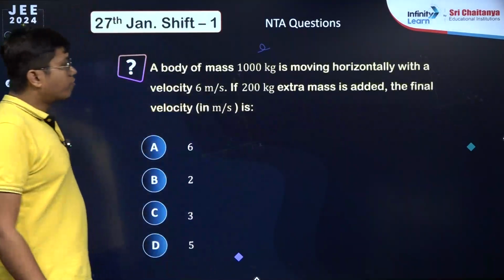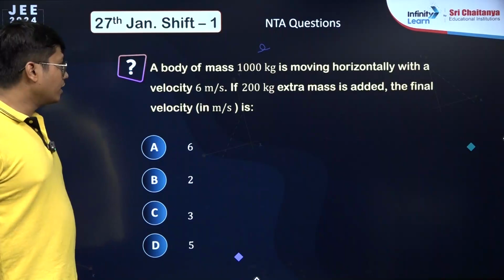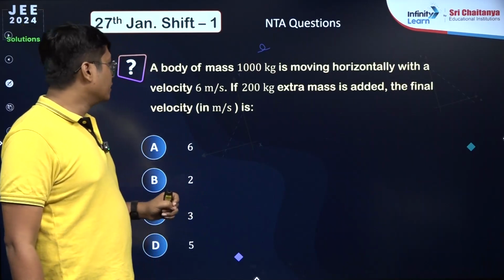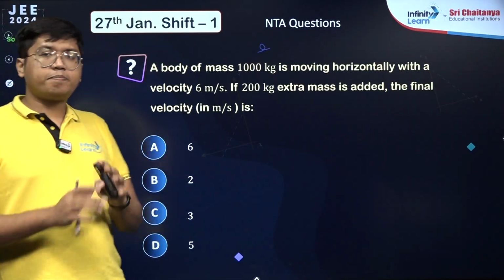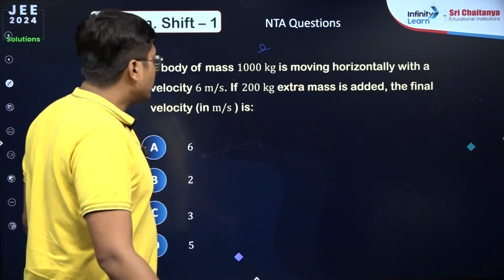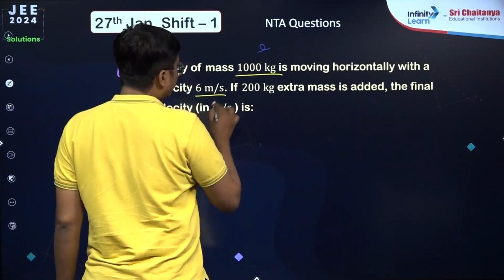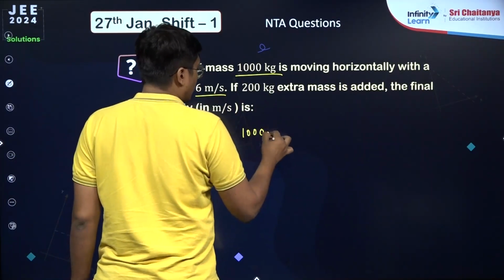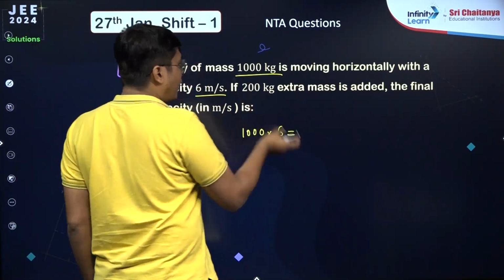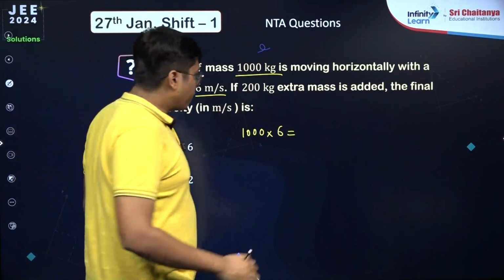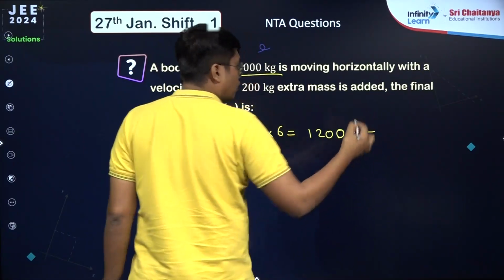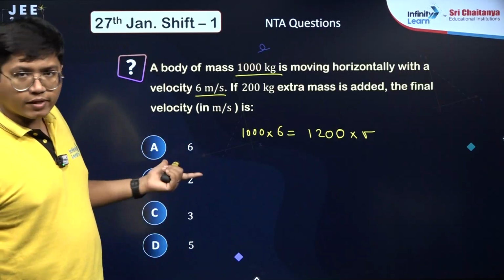Next one says a body of mass 1000 kg is moving horizontally with a velocity of 6 meters per second. If 200 kg extra mass is added, the final velocity is going to be what? This is pure conservation of momentum for a perfectly inelastic collision. What is the initial momentum? Initial momentum is this mass moving with this velocity, so 1000 into 6. That is equal to, now you have added 200 on top of it, so in the final case the mass is 1200 and the velocity it picks up is v.